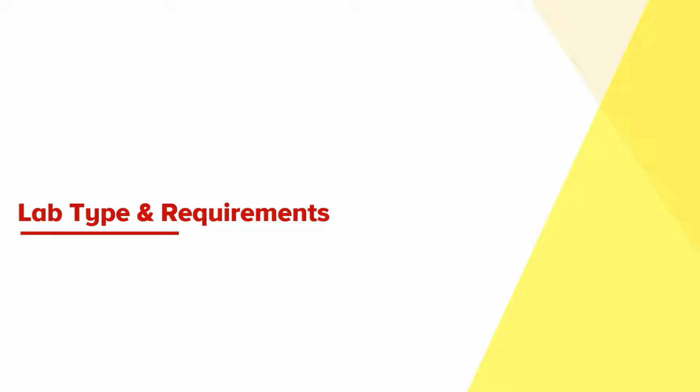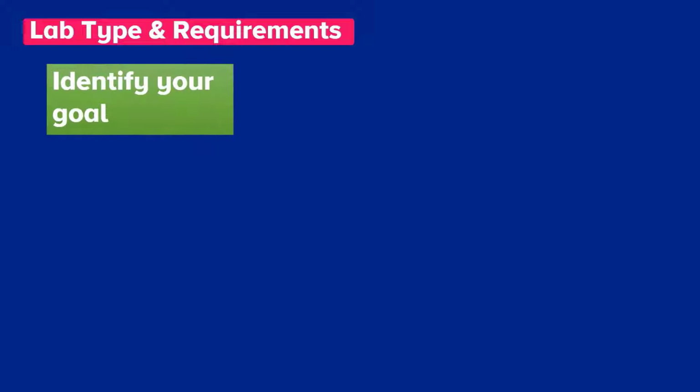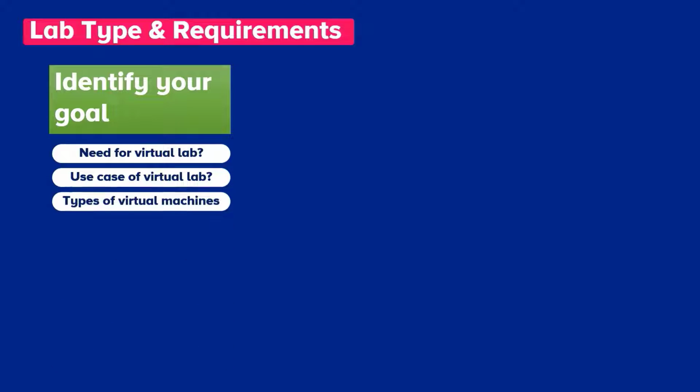When it comes to hardware requirements, it depends on multiple factors. Of course, you need things such as more RAM, a better processor, and faster hard disks on the computer where you are going to install VMware Workstation. But there are three things that you need to consider before the hardware requirements can be listed out. The first thing, you need to identify your goal. Why do you need to build a virtual lab? What is your use case? What type of virtual machines are you going to run in the lab?